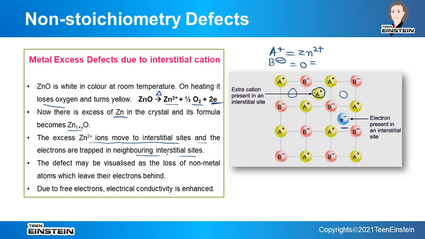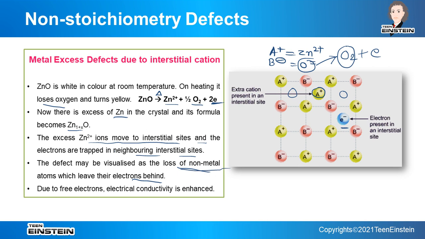This defect may be visualized as loss of non-metal atom, which leaves its electrons behind. As if the oxide ion is converted to oxygen, and that is why some electrons are in excess. These electrons are as if they are left behind. Oxide is already converted to oxygen gas and it is removed. It is no more present in the crystal, but the electrons of oxygen are still left in the crystal. So they leave their electrons behind. This is the loss of non-metal atom because it is loss of oxygen.